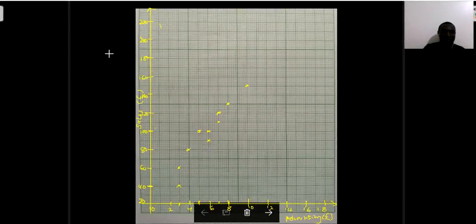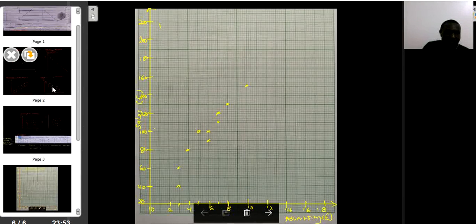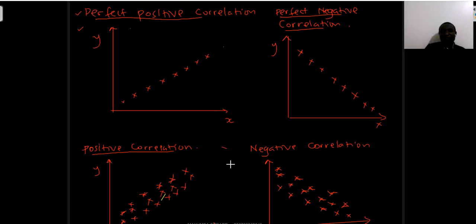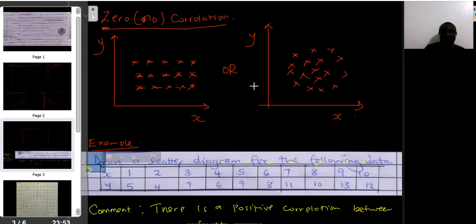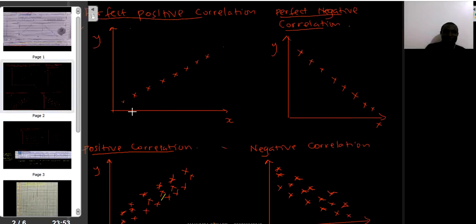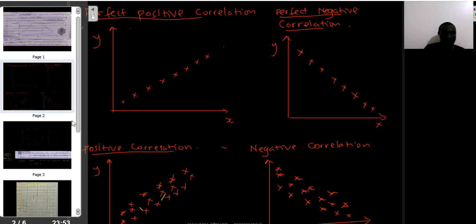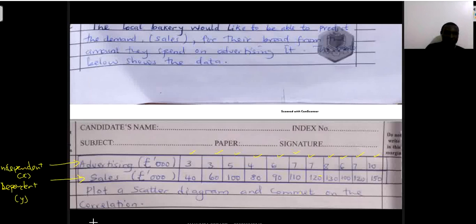So when you look at the trend of our points, it seems to be like these other points here. When you look at these diagrams here, these are types of correlations. When you look at all of these types, you will see that the shape which you have drawn is of this nature. So what does this mean? It simply means that these are our scattered points and they are taking this direction.